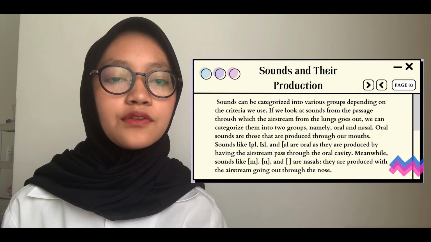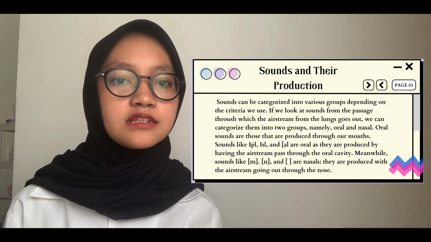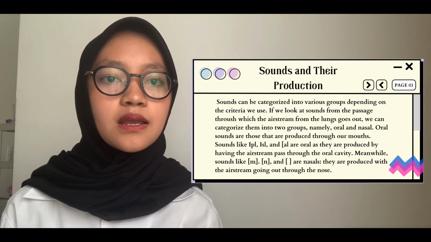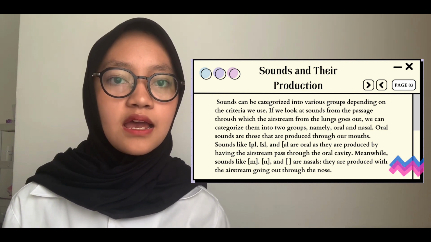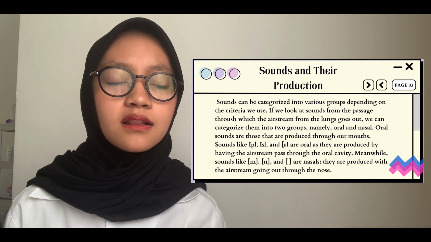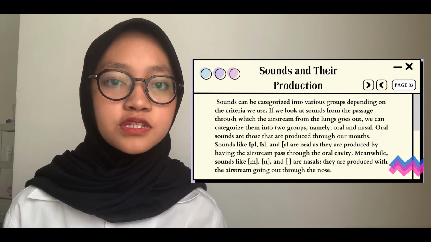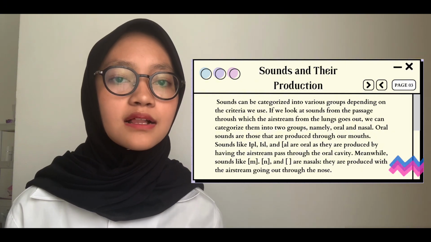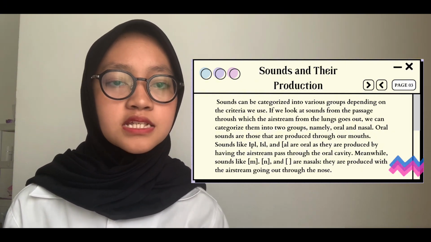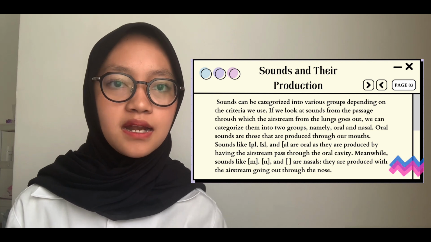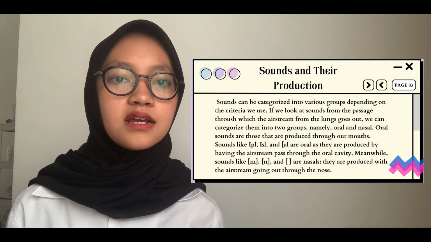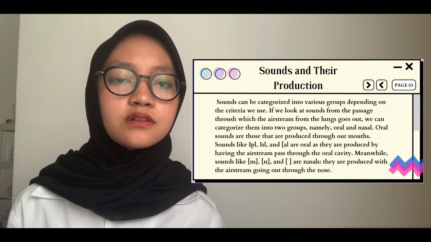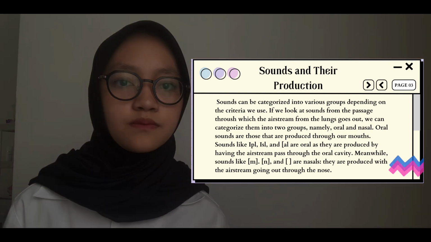Oral sounds are those that are produced through our mouths. Sounds like b, s, and o are oral. They are produced by having the air stream pass through the oral cavity. Meanwhile, nasal sounds are produced with the air stream going out through the nose.